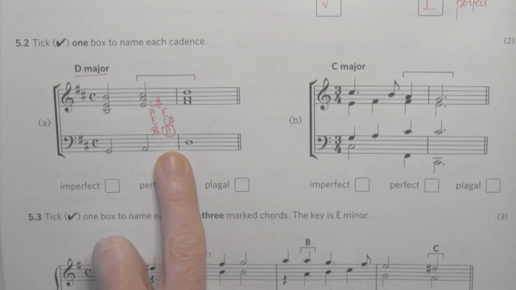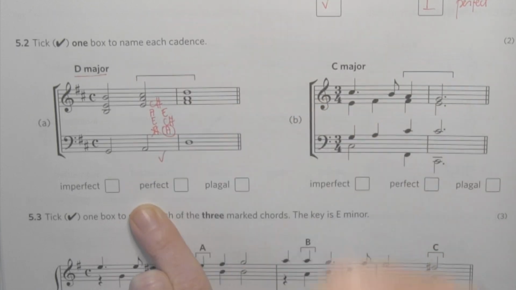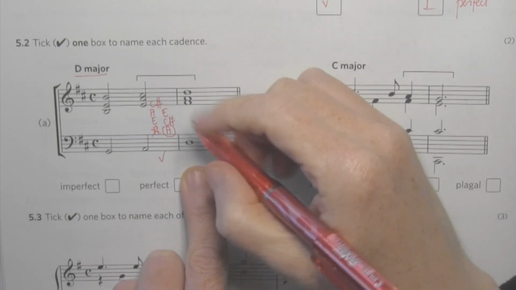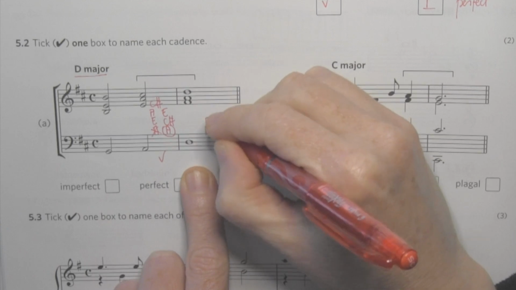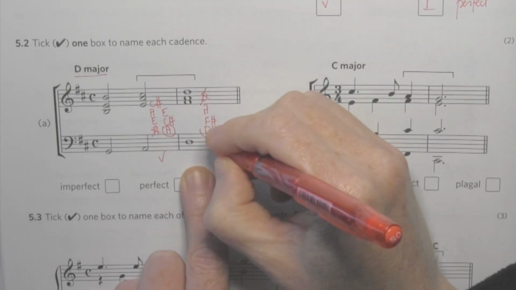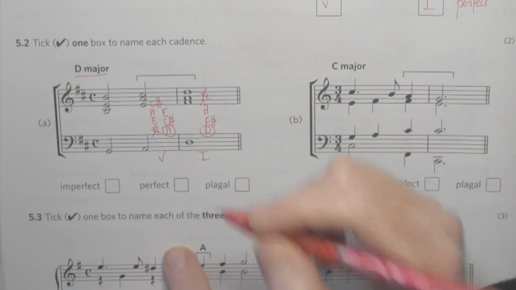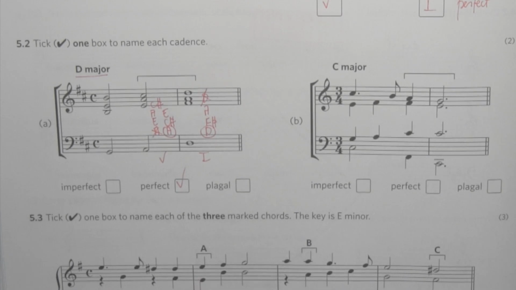La is the bottom note of our chord, and for D major, A is the 5th degree, so this is chord 5. Here we've got re, fa sharp, la, and re doubled, so the bottom note is re, and it's 1. So 5-1 is the perfect cadence.